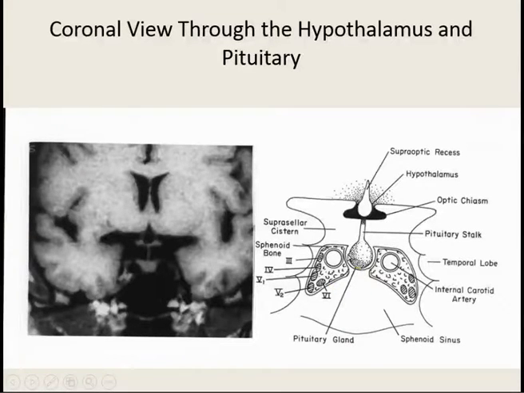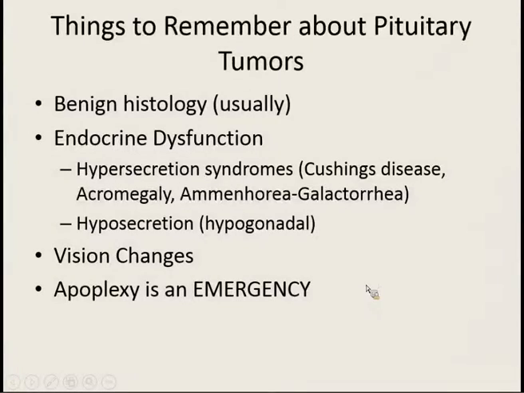So you can imagine when a tumor occurs in this location, the path of least resistance is going to be up, but they do breach these confines, either into the sphenoid sinus or into the cavernous sinus. And those different tumors present in much different ways clinically. Things to remember about pituitary tumors: almost always the histology is going to be benign. I probably see a malignant pituitary tumor once a year, and we see right around 3,000 visits in our pituitary center here, so they're fairly uncommon.